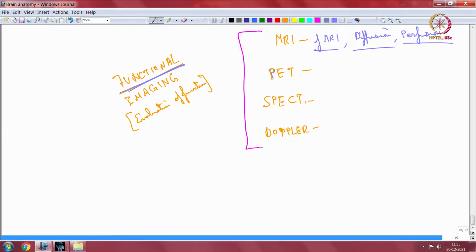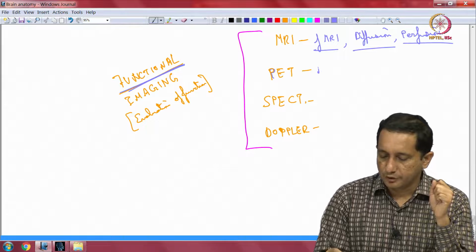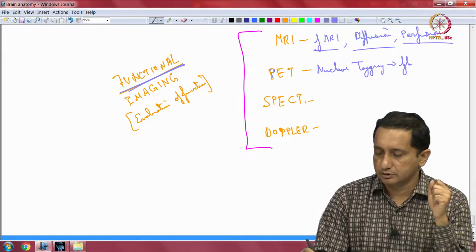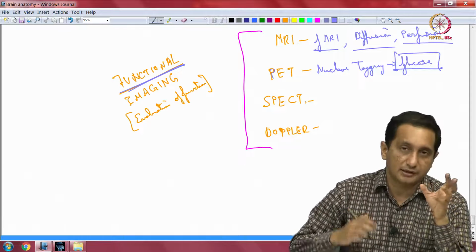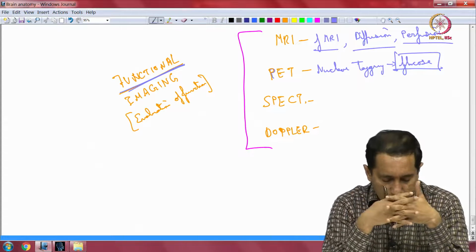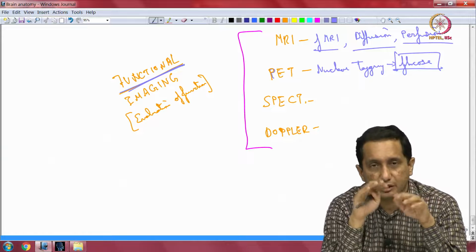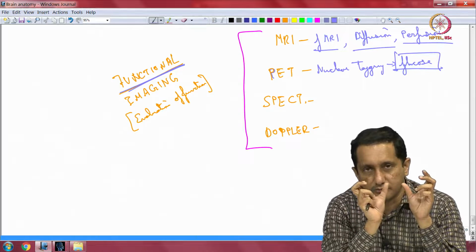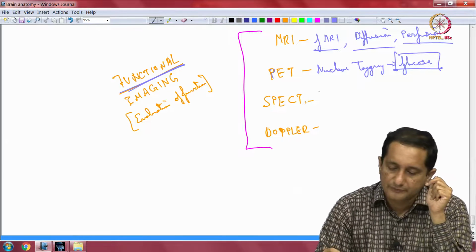So PET is based upon nuclear tagging. There are various kinds, and the most popular is glucose. In my class on glycolysis, I have highlighted glycolysis and the power systems of the brain, and how glucose is utilized for the complete structural integrity of the brain, signal transmission, signal processing, everything. A lot of it is energy dependent, and glucose is used to process. So when you tag with radioactive glucose, you find out the areas where increased uptake of glucose is available, and then you build inferences out of it.